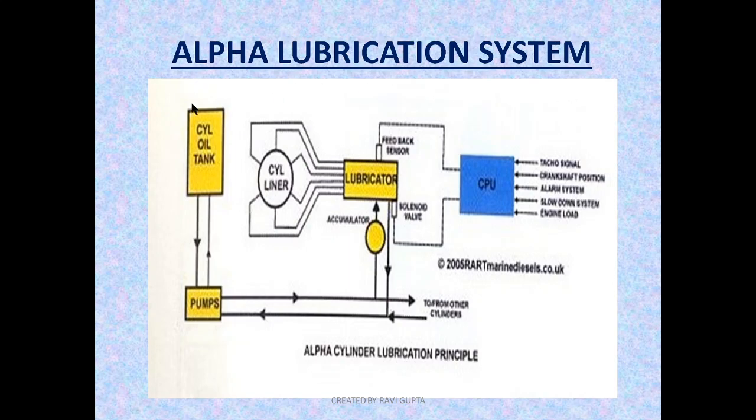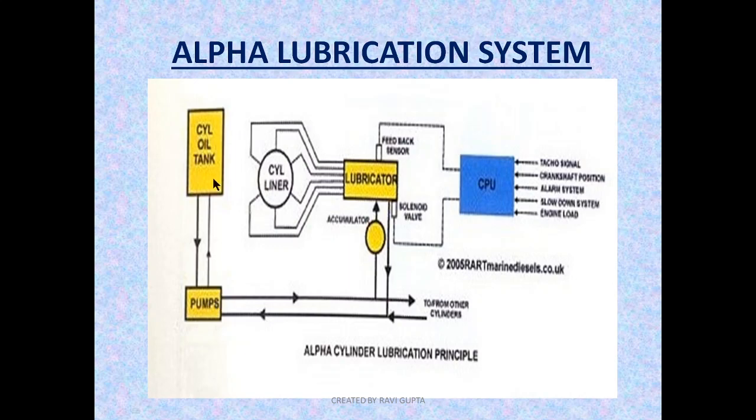As you can see in these pictures, there are various components. So first let's explain the components. This is a cylinder oil tank from where the oil for cylinder lubrication is coming, and it is coming to a pump unit. The pump unit basically consists of two pumps. One is running and the second one is kept in standby mode.